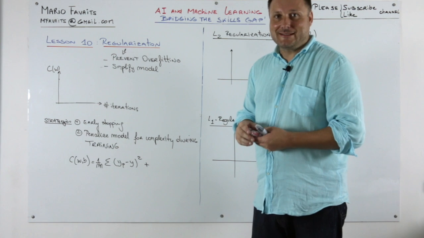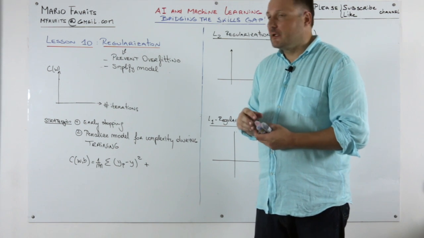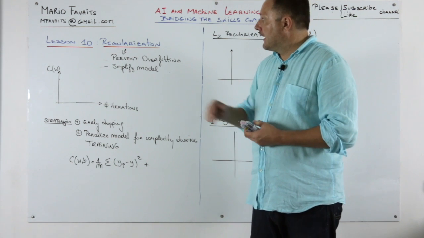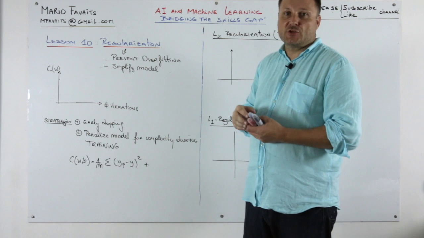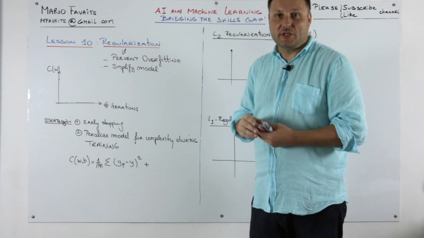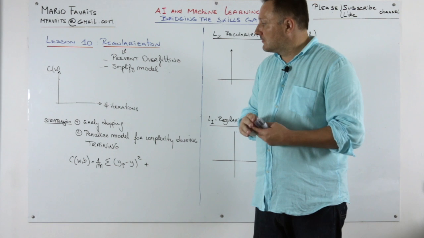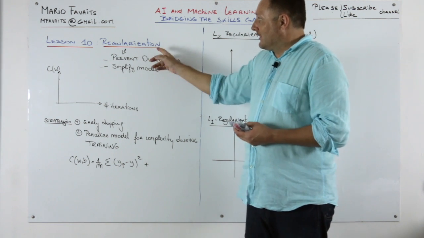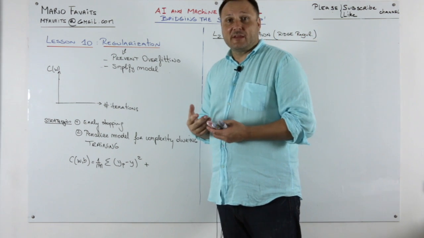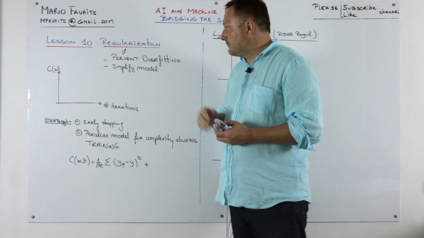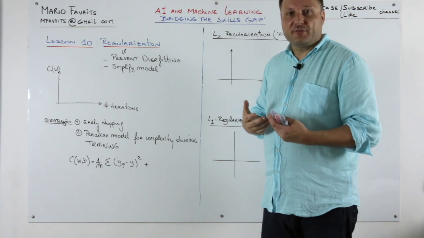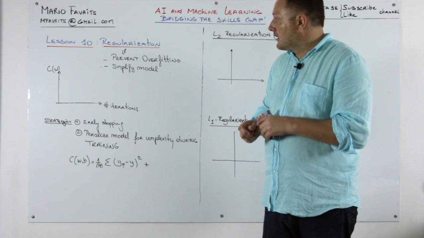Alright, welcome to lesson 10. Again, it will be a short lesson and we will deal with regularization. Also very important in machine learning. You will be using it all the time, so it's important that you get this concept. Regularization is basically to prevent overfitting. Yeah? It basically simplifies your model.